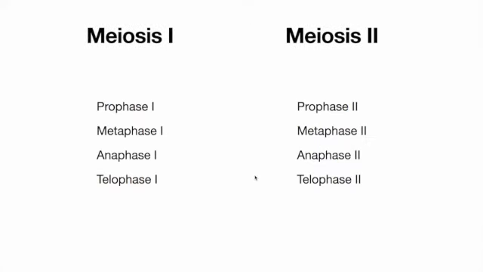And I will talk about two stages of cell division called meiosis 1 and meiosis 2. Meiosis 1 has 4 phases: prophase, metaphase, anaphase, and telophase. And meiosis 2 is the same.